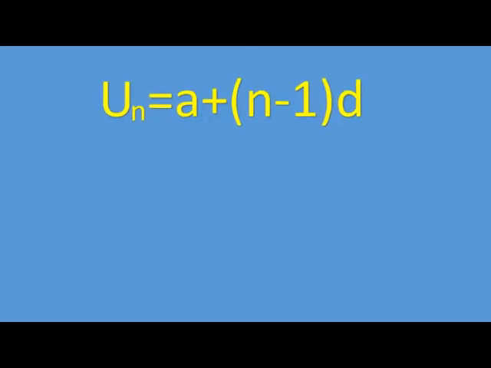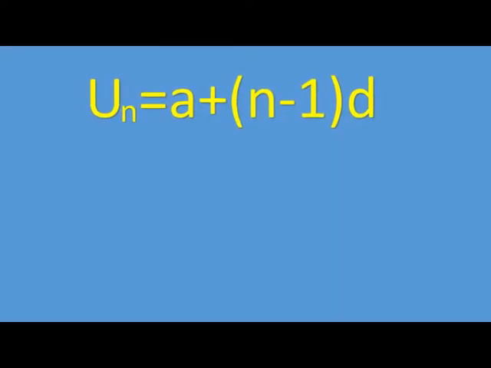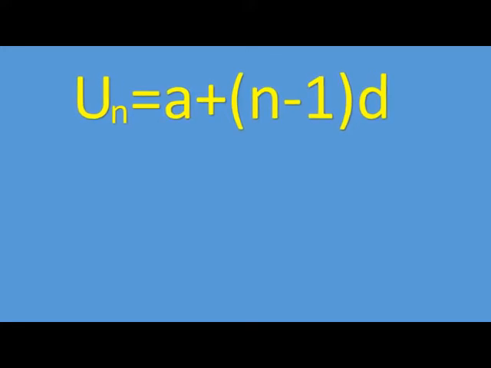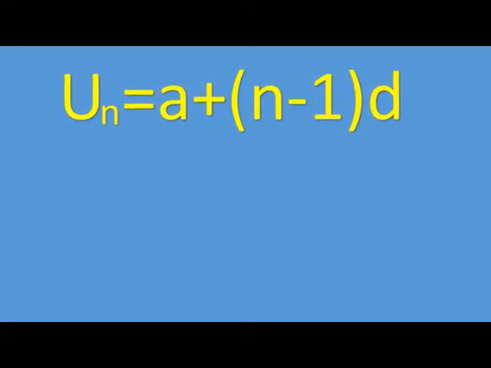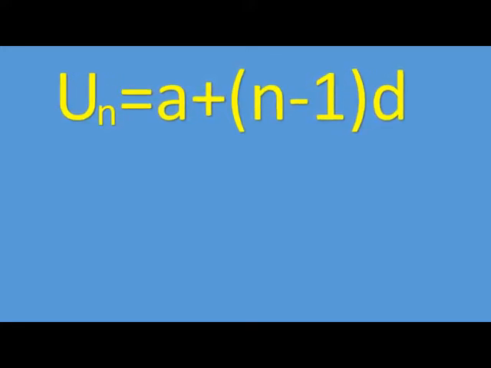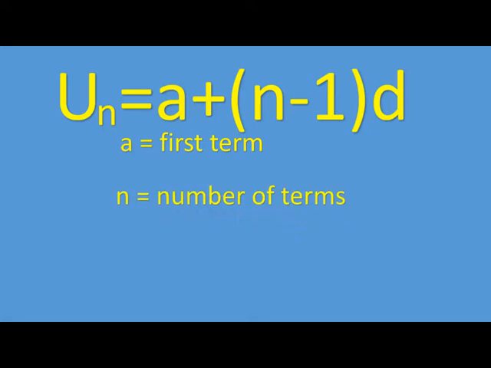Un equals A plus (n minus 1) d. In this, the A represents the first term, the n is the number of the term we are looking for, and the d means the common difference.